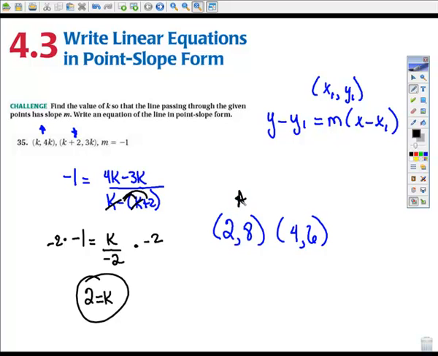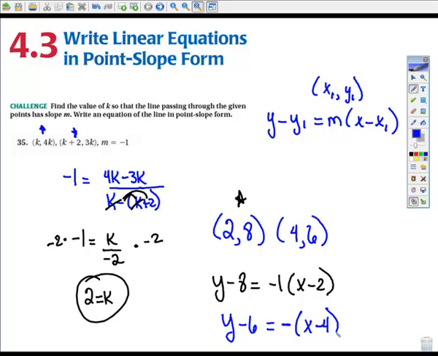So if I use this first point, I'll go y minus 8 equals m, which is -1. You can put the -1 in, or you can be fancy like the book and just put the negative sign, and then x minus 2. Or if I use the second point, it'll be y minus 6 equals, I'll be fancy like the book, negative, and then x minus 4. So either of these are okay.